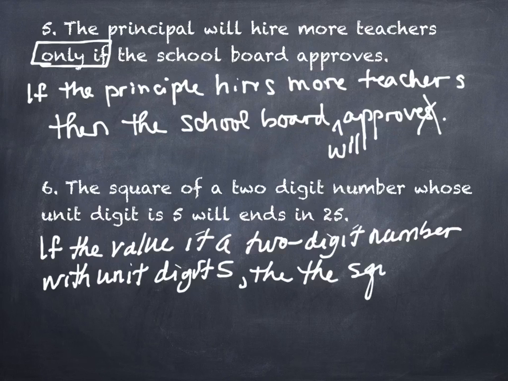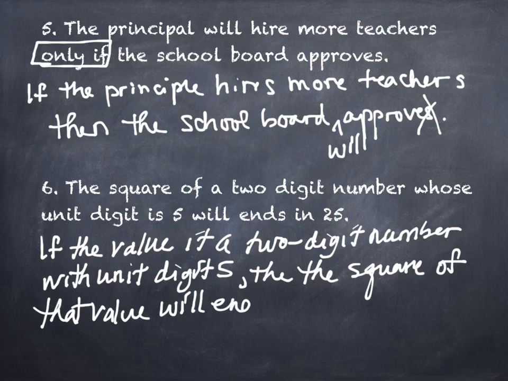Then the square, and I'm going to say again of that value just so that everybody's clear on what I mean. The square of that value will end in 25. In other words, the last two digits now are not just 5 as the last digit, but you actually have the last two digits as 25 when you square the 95 or the 15 or the 65 or the 55 you started with.